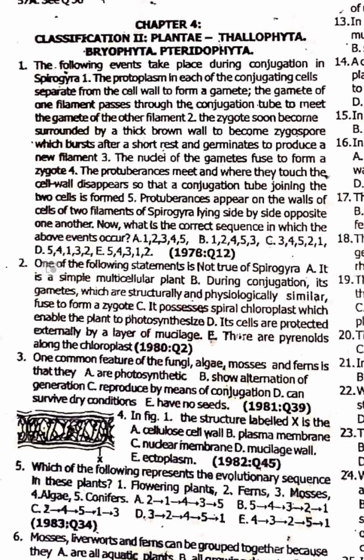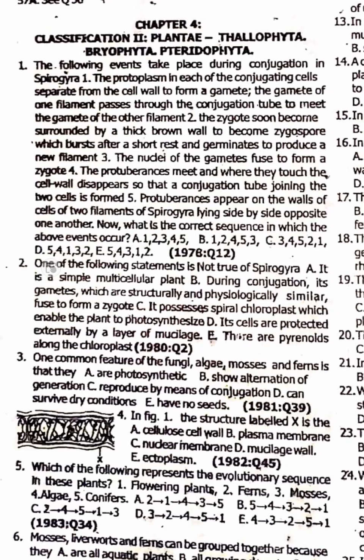Alright, so the following event takes place during conjugation in Spirogyra. They give you the steps, one, two, and so on, and you're supposed to arrange them. I'll go straight because I want you to arrange it for me, and you will let me know. We'll drill this one in the group or on your DM.